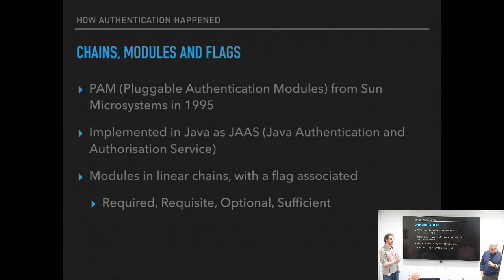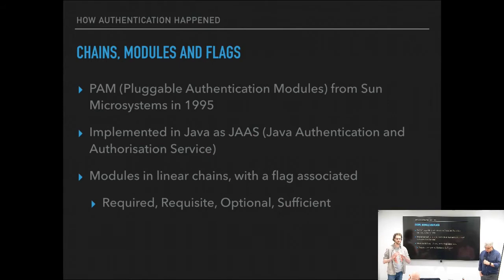You could combine multiple of these types of authentication modules in a chain. So if you had a second factor, say a code verification check that you wanted to perform after your username and password, you would have to place your username and password module, and then you'd have to place your code checking module directly afterwards. And although you had some control over how the user would interact with these modules, it was limited, especially in the PAM and JAAS world, to these four flags.